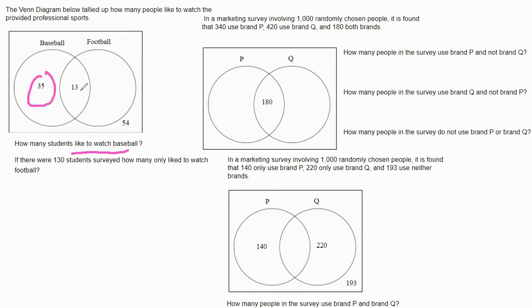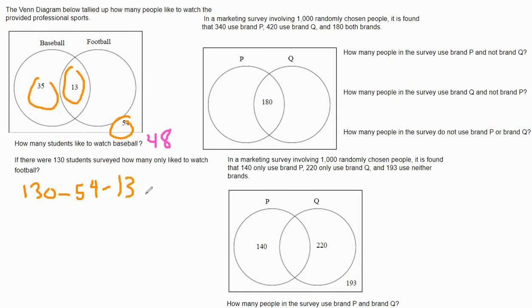Well, that would be the 35 plus the 13, and that's going to be 48. So if there were 130 students surveyed, how many only like to watch football? Well, we would take the 130, minus the 54 people who don't like to watch anything, minus the 13, and then minus the 35, and that would give us 28.